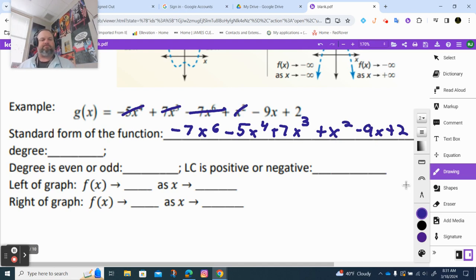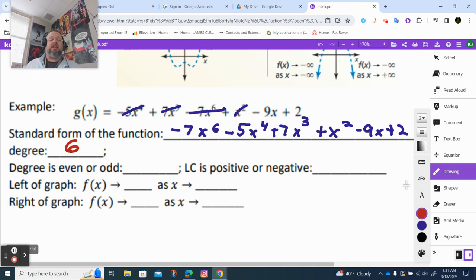Here we got it in standard form. We're good to go. The degree: the highest exponent right here is 6. I got that number from this because it's the highest exponent. Y'all picking up what I'm putting down?